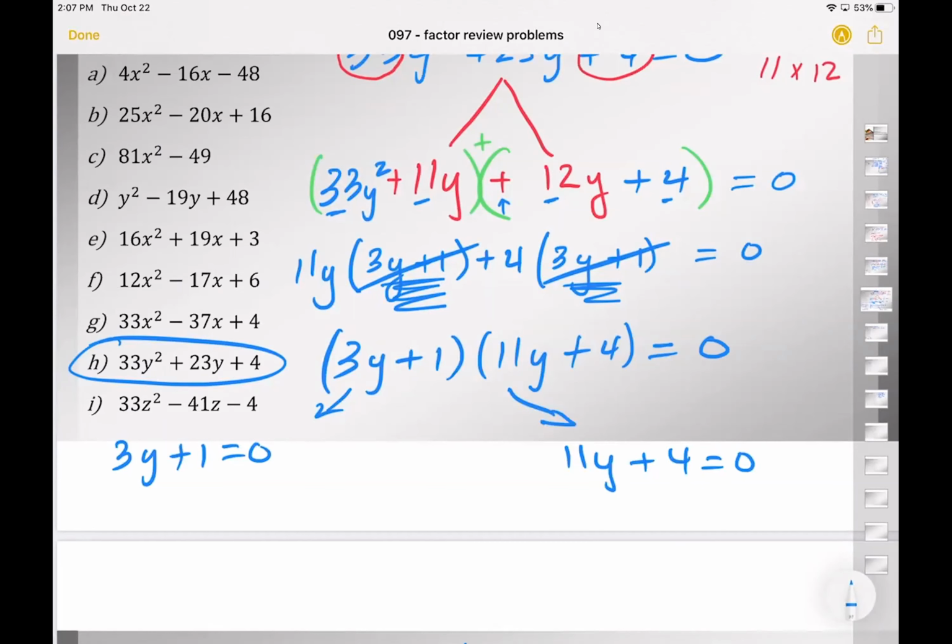How do we solve this thing here? We need to subtract 1 over. And if I subtract 1 over, I have 3y equal to negative 1. And what do I do with the 3?